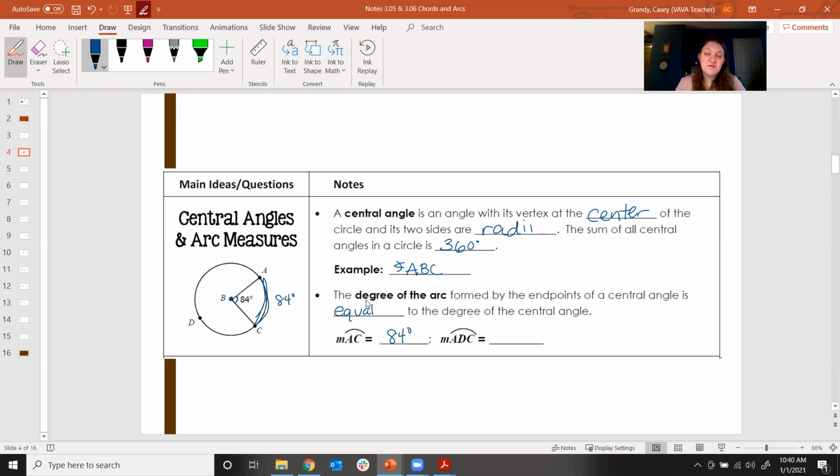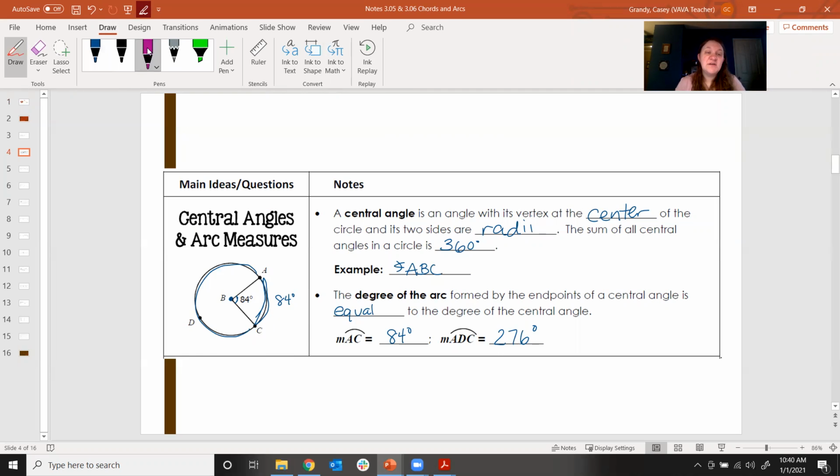So then we can also figure out the measure of arc ADC. Okay, remember that the measure of a circle is 360. So if I know this piece is 84, then I can do 360 minus 84 to find out the missing piece over here, which is 276 degrees.